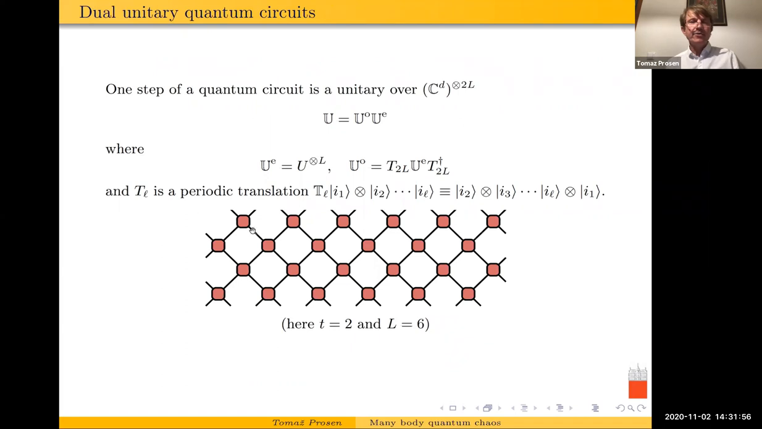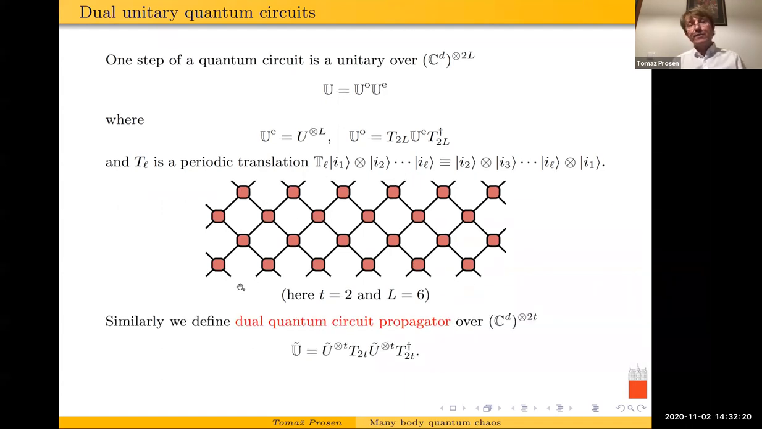The idea is now to just consider a piece of a brickwork circuit like that, which has four layers in time, or two double layers, and six double space layers. This is a quantum circuit. Now suppose you want to compute the spectral form factor of that Floquet system, then you again have to use periodic boundaries in space and time.